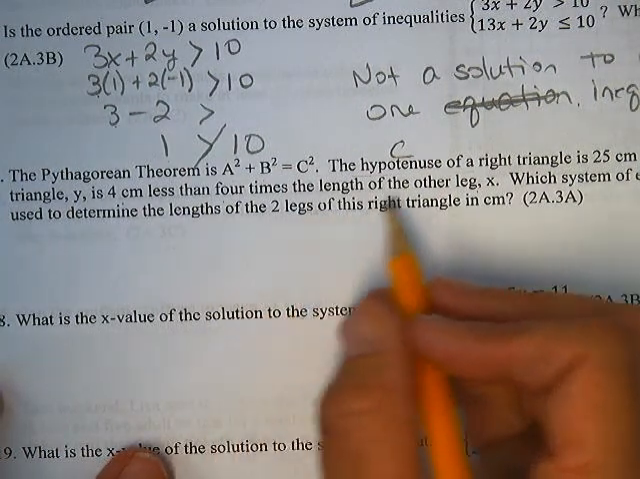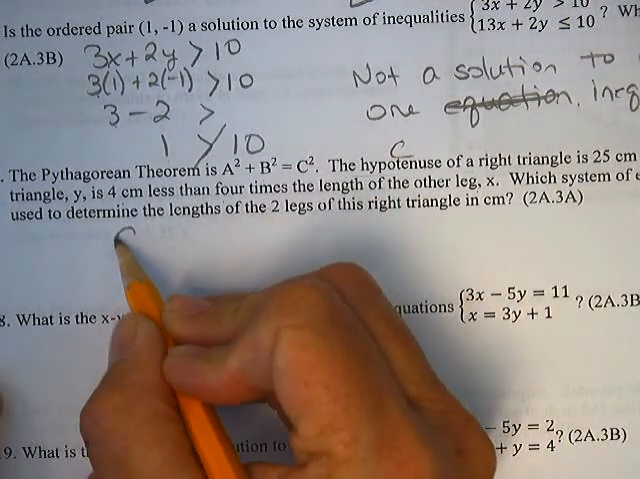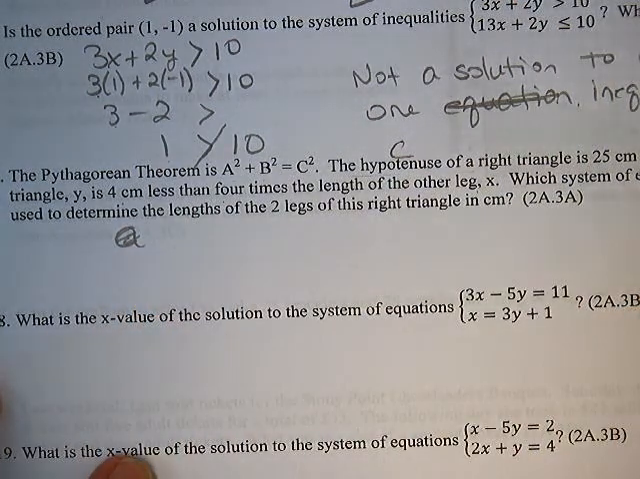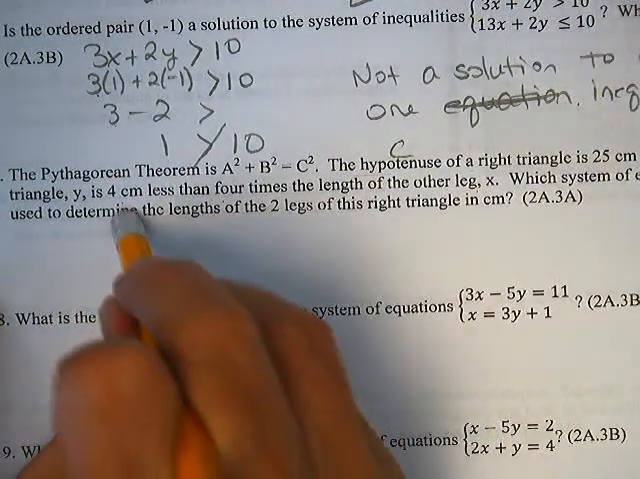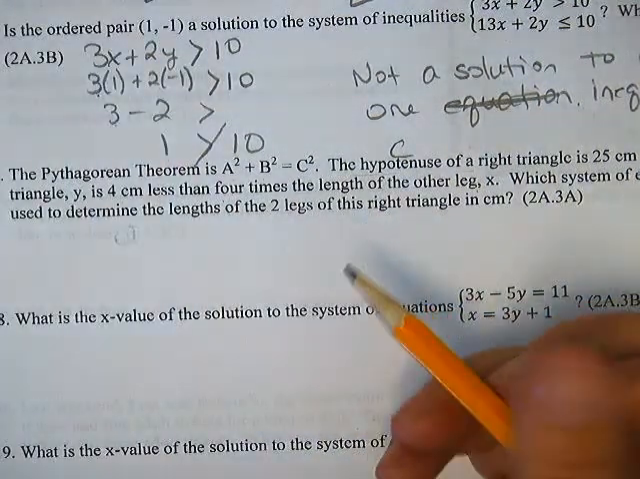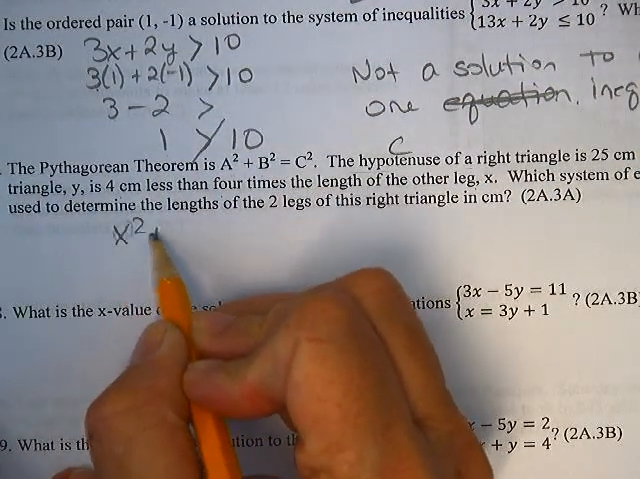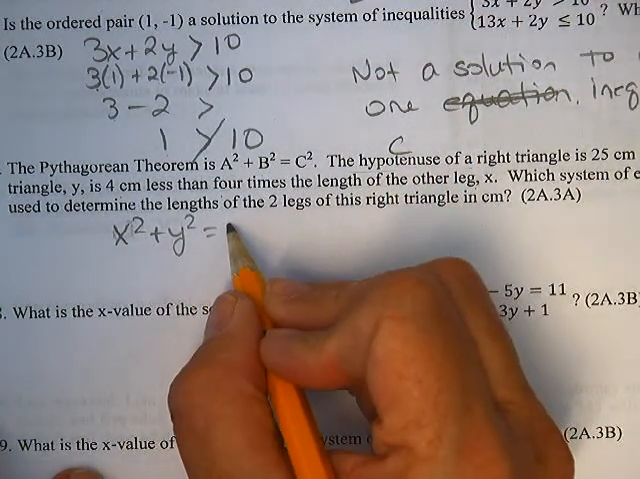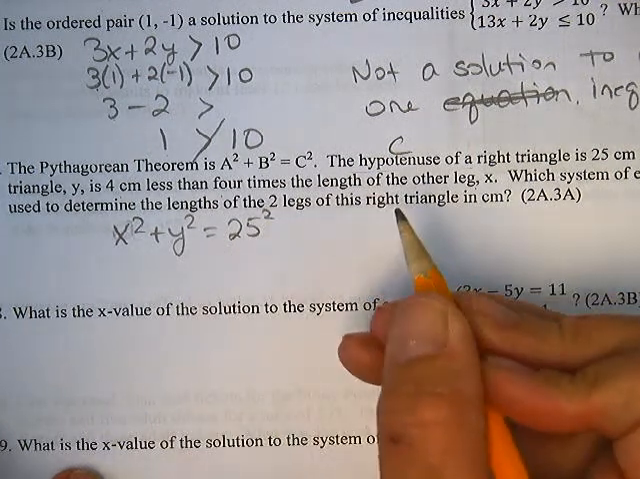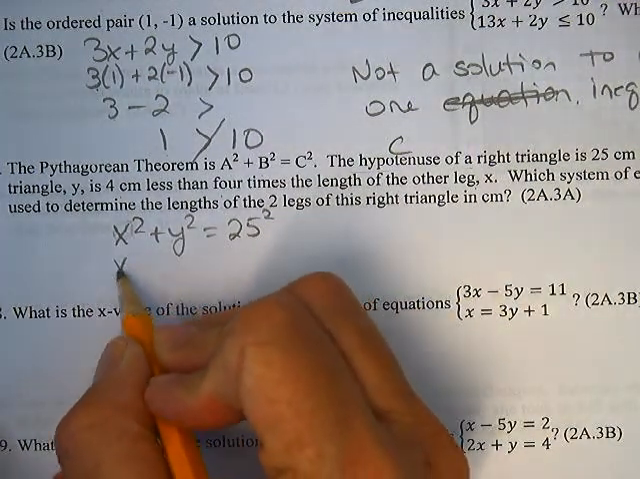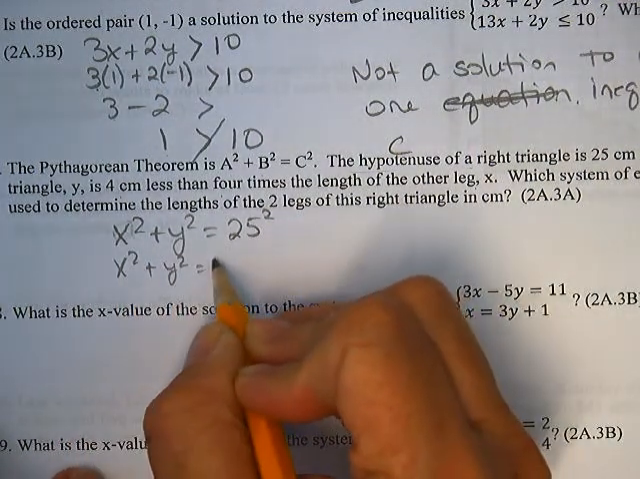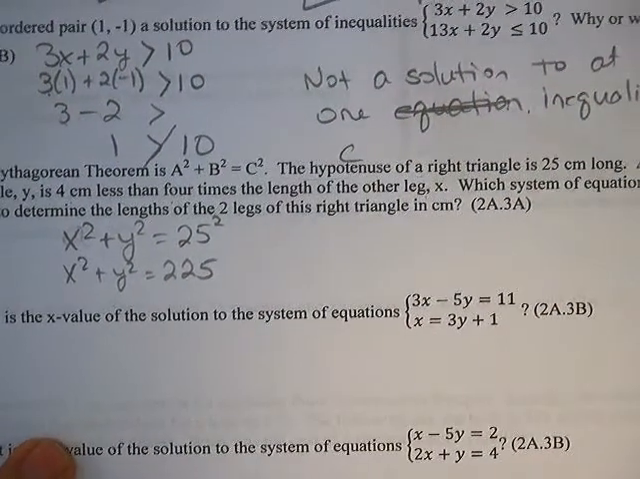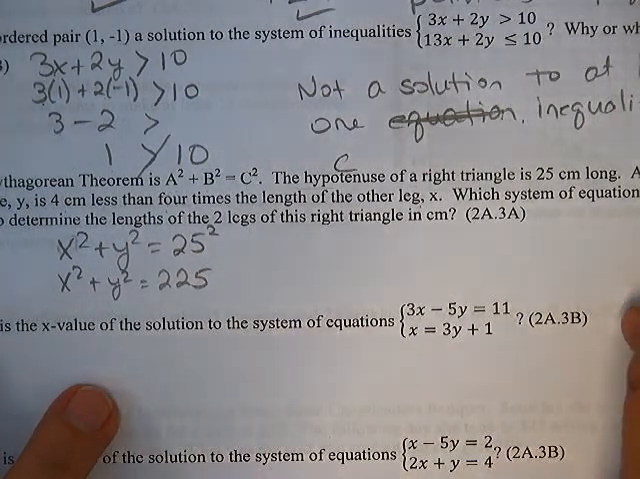Okay, so the first thing we know is that a squared, well, let's not use that, we said we're going to let our legs equal x and y. So x squared plus y squared has to equal our hypotenuse, which is 25, but squared. So really that is x squared plus y squared equals 225.